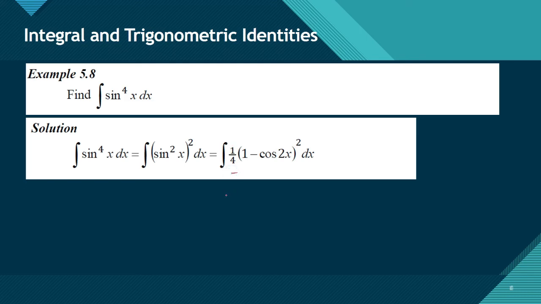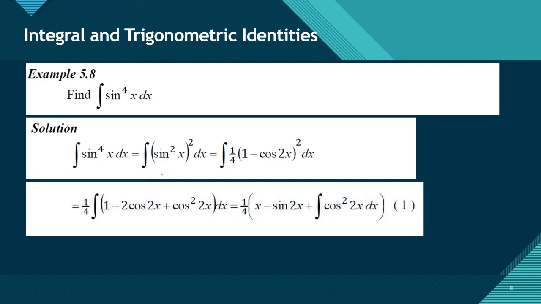What do you do next? Again, you apply your special product for a minus b squared. It is equal to a squared minus 2ab plus b squared. So we will bring out 1/4. This, after applying your special product, is equal to this. Now, it's easy to get the integral of 1 dx. That's just x. And this one is just equal to minus 2 times 1/2 sine of 2x. So the 2 gets cancelled, and that is what we have, minus sine of 2x.